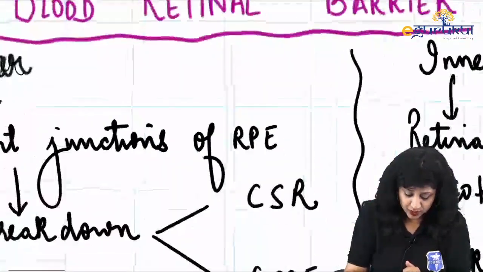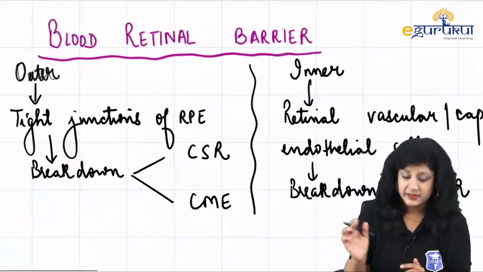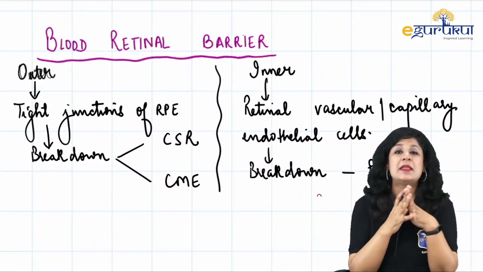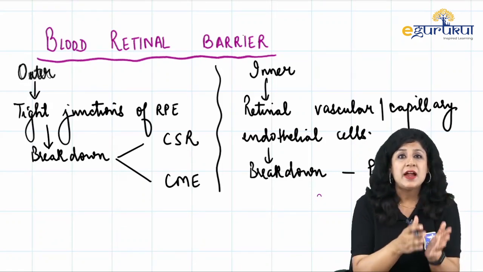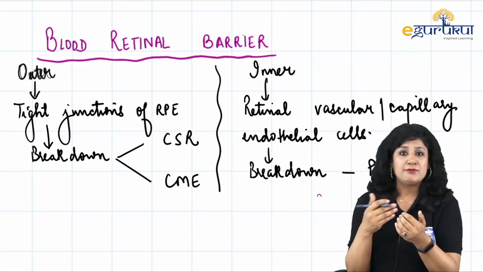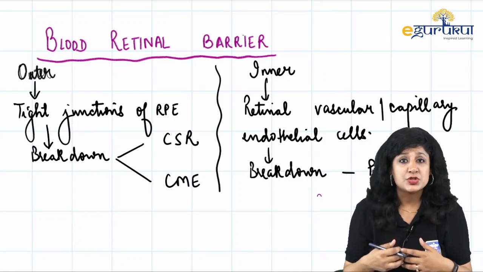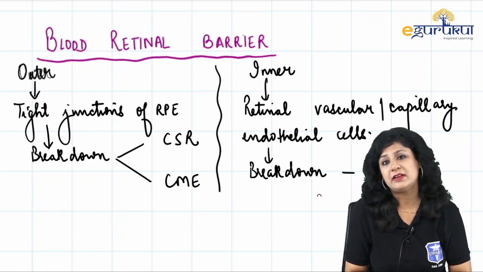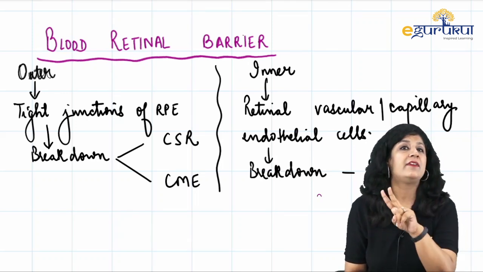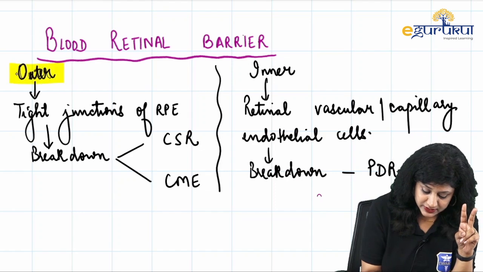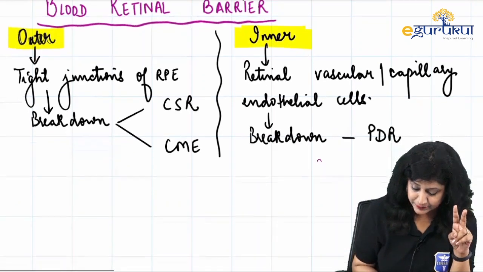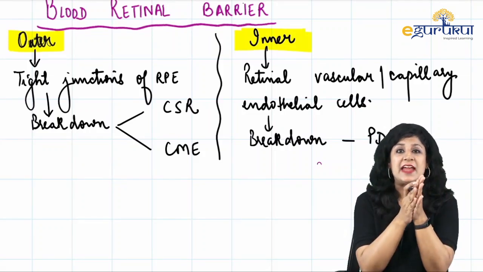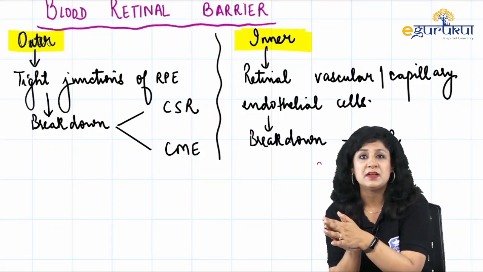Okay. Now if you see the blood retinal barrier, like we have the blood brain barrier, similarly there is a thing called the blood retinal barrier. So every time you have some pathologies, there may be a breakdown of this blood retinal barrier. Now there are two blood retinal barriers, one present on the outer side and one on the inner side. Now what is the outermost layer of the retina? RPE layer.